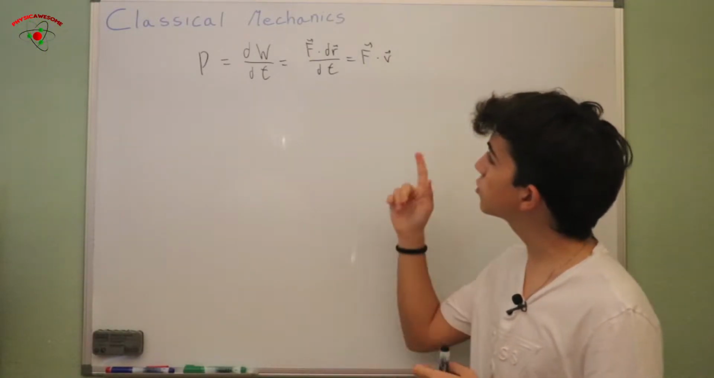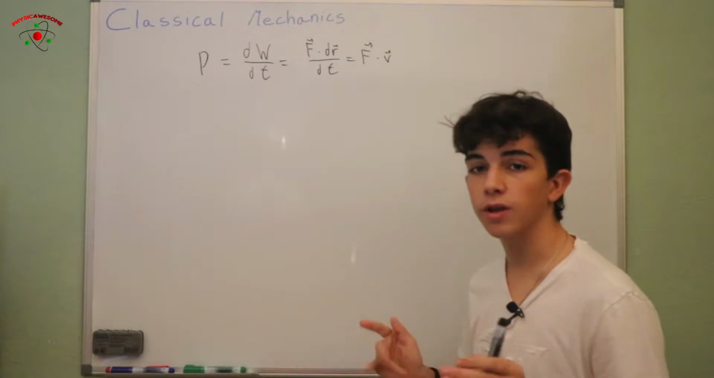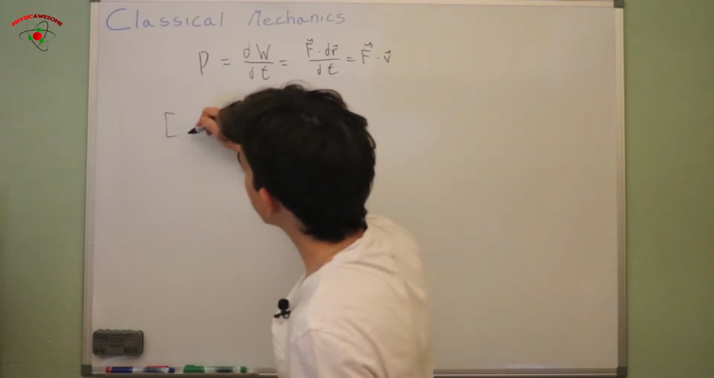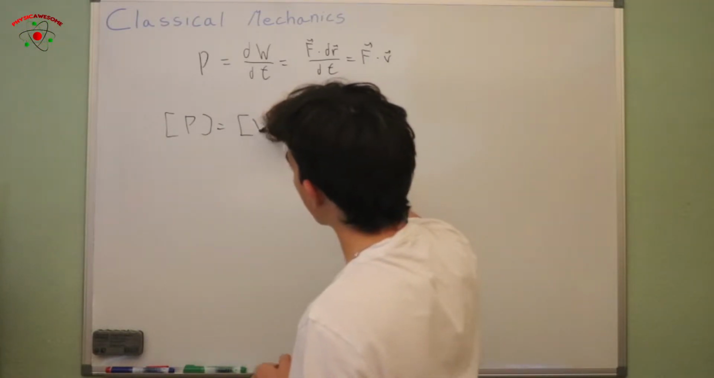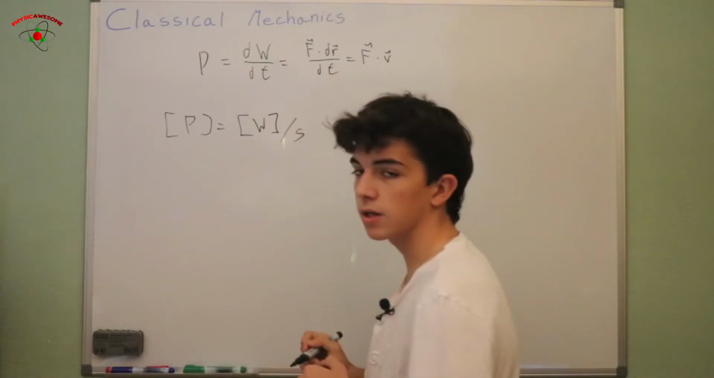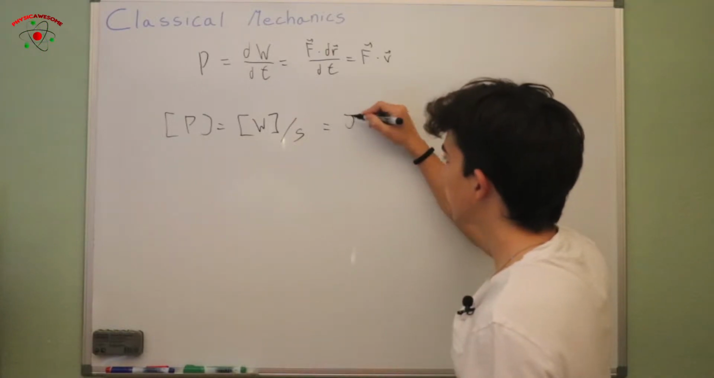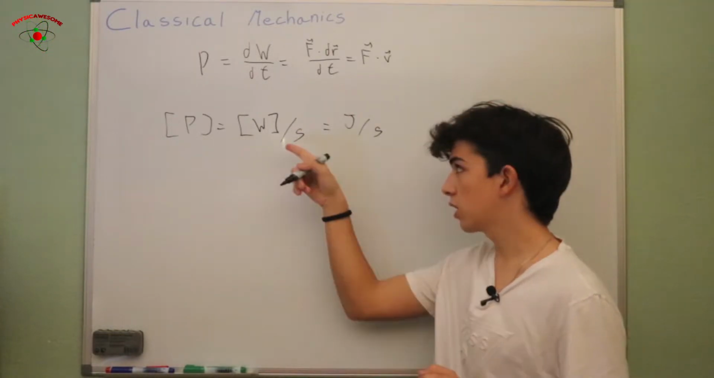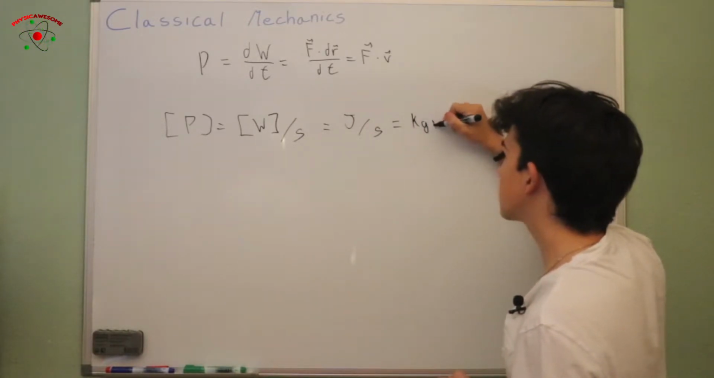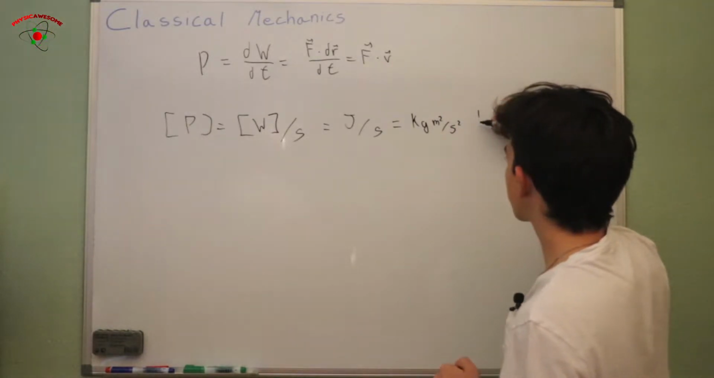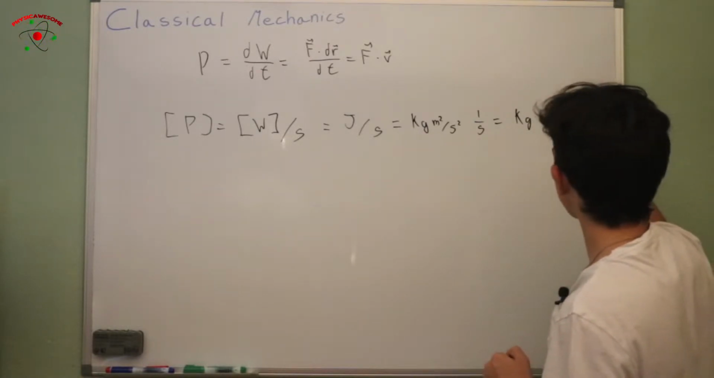It's also important to understand the units of this power, and they are really straightforward. Units of power are equal to the units of work divided by time, divided by seconds. And the units of work, if you recall from last time, are joules, that is joules over second, which were kilograms times meters squared over second squared, times 1 over second, which is kilograms times meters squared over seconds cubed.